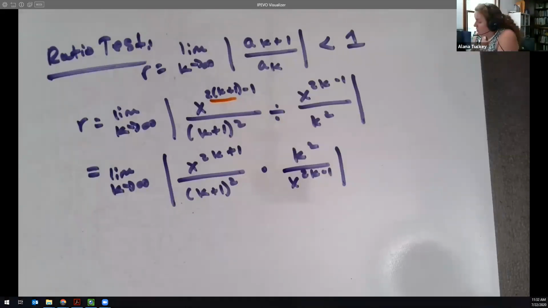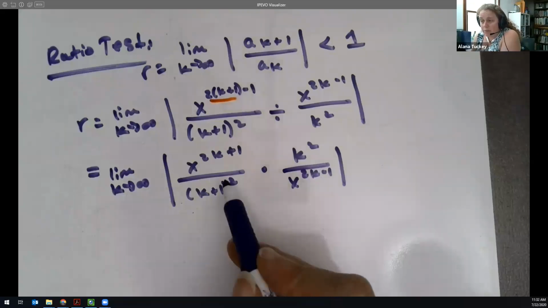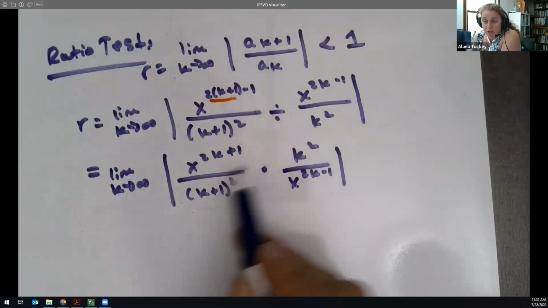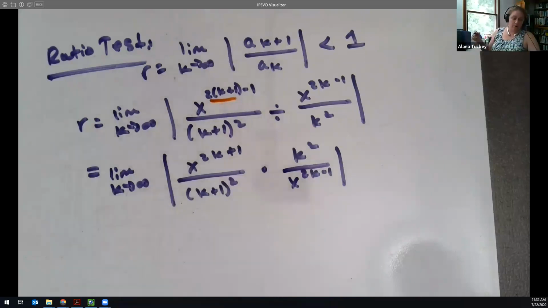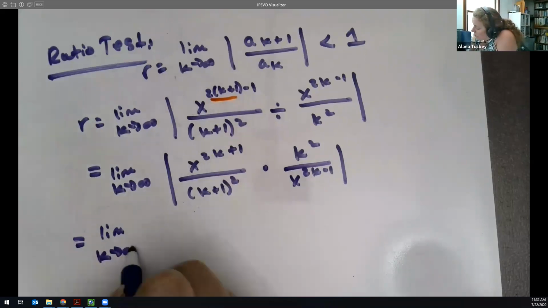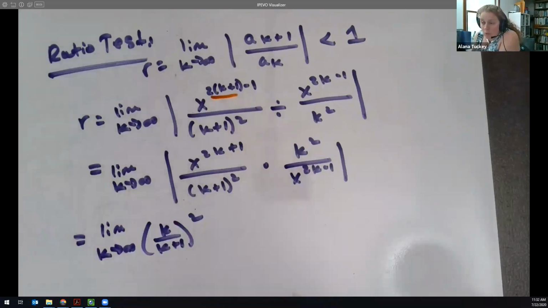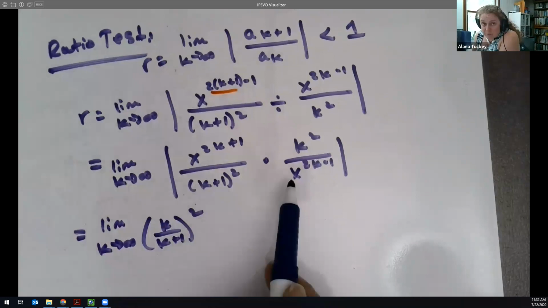Okay, so the k's can come out. They're not actually part of the absolute value piece. They're part of the limit, right, but they're not part of the absolute value portion. So it's the limit as k goes to infinity, because k and k plus 1 are always positive, so they don't need to be part of the absolute value. What the absolute value is needed for is for the x pieces.